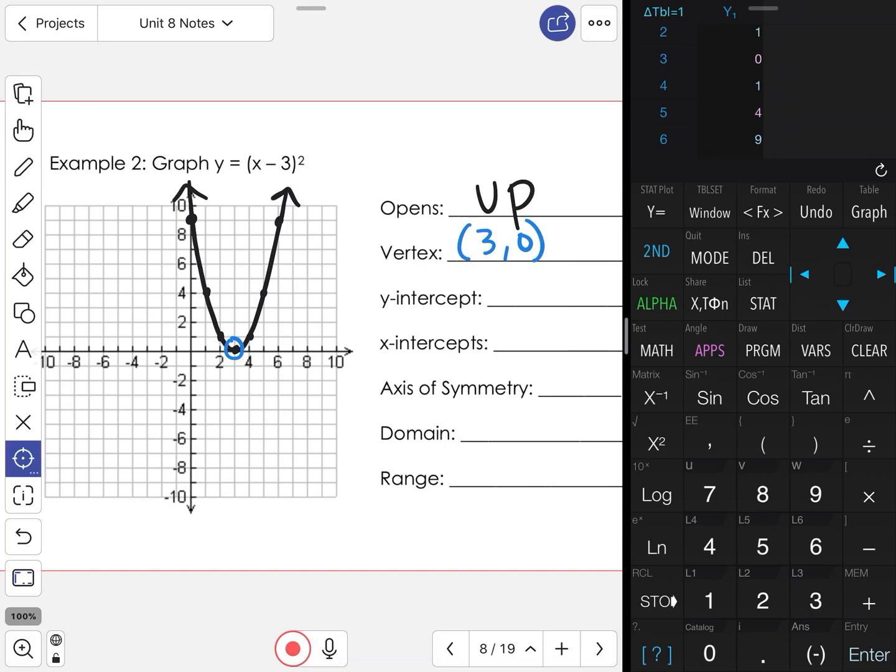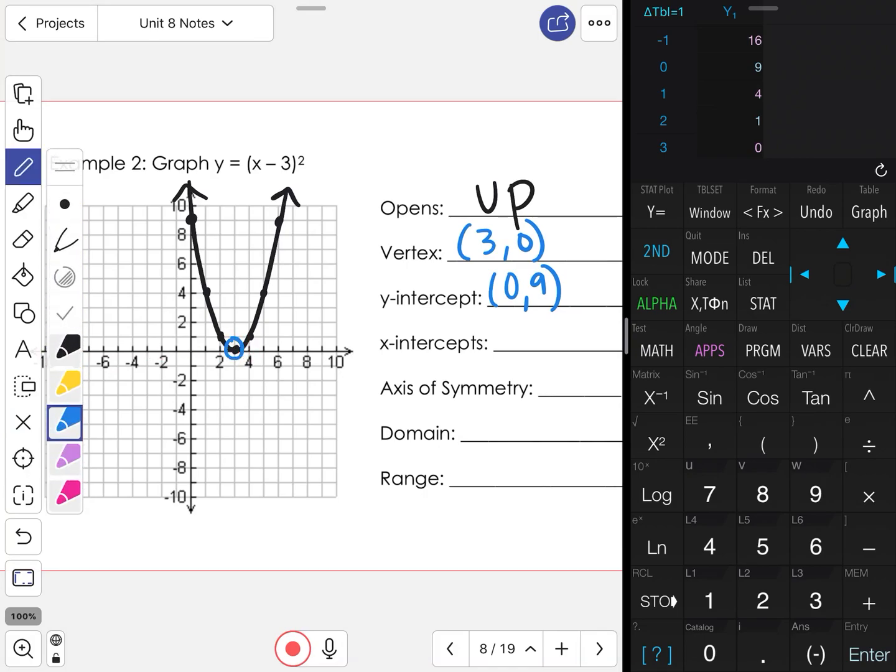Okay, then I need to identify where we're crossing the y-axis. So we're crossing the y-axis up here at that first point we plotted, which, if we check on our table, was the point (0, 9). Then we need to see where we're crossing the x-axis. So we're crossing the x-axis actually on our vertex as well, which is the point (3, 0). And it's only 1 point, which is okay.